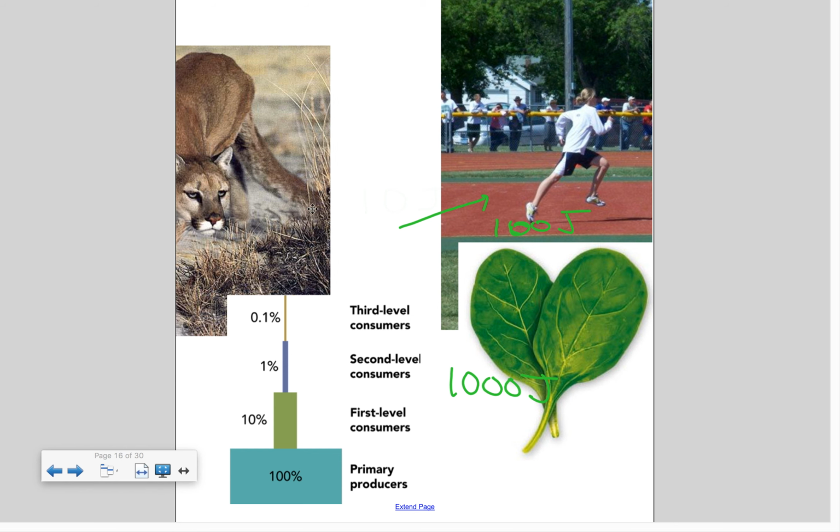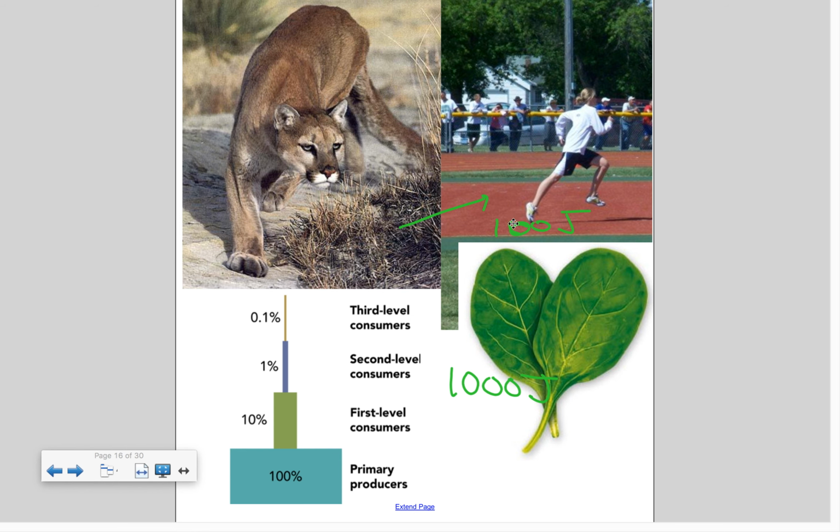Well, it would be 10%. Okay, 10% of 100. So we move the 0 or get rid of a 0. So this cougar's only going to get 10 joules of energy from me, right? So you can see that with each trophic level, it decreases. Okay, only 10% is being transferred. So we started at 100 to 10 to 1 to 0.1.